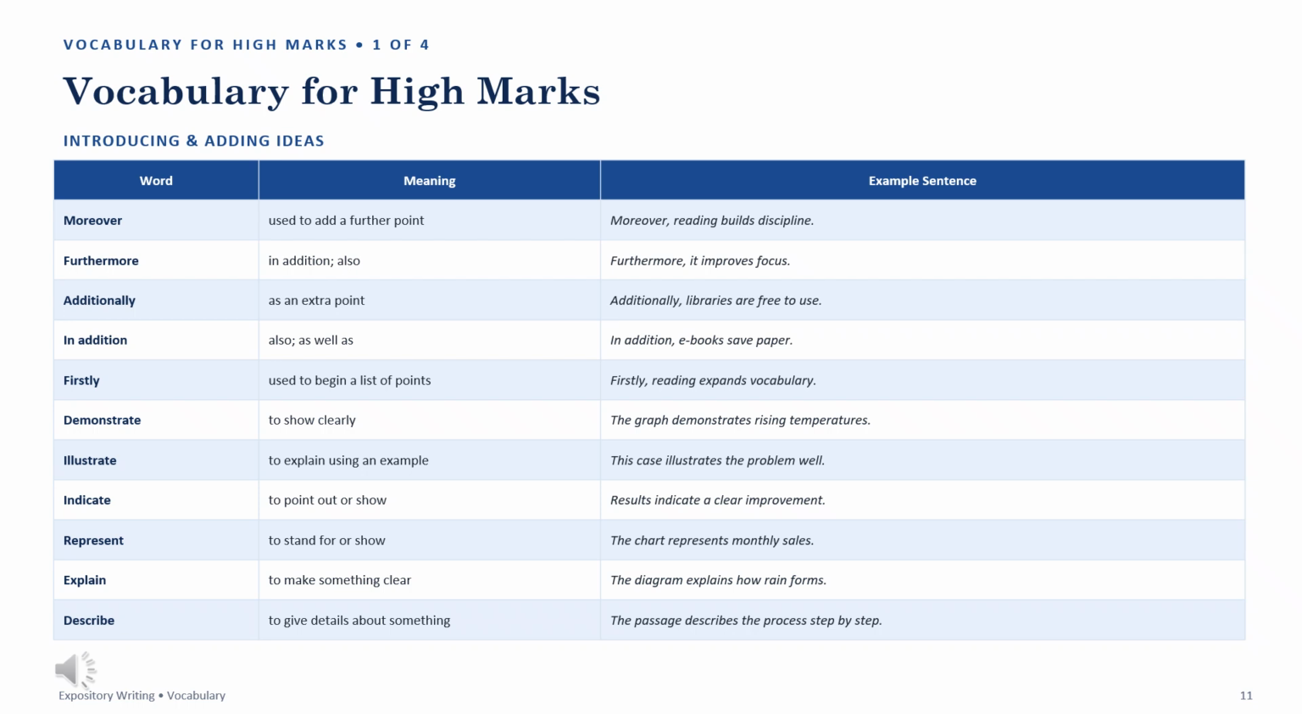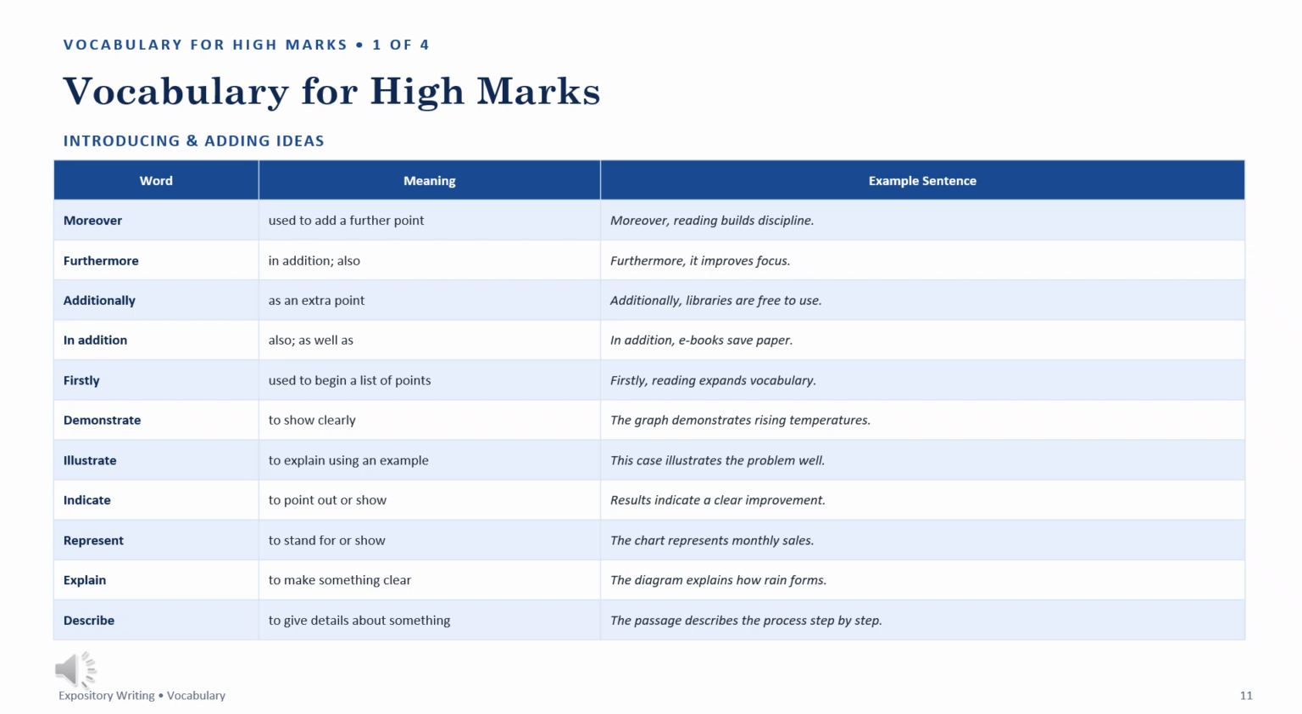Let's start with words for introducing and adding ideas. Instead of just saying and, use words like moreover, furthermore, additionally, or in addition. For example, moreover, reading builds discipline. When starting a list, use firstly.